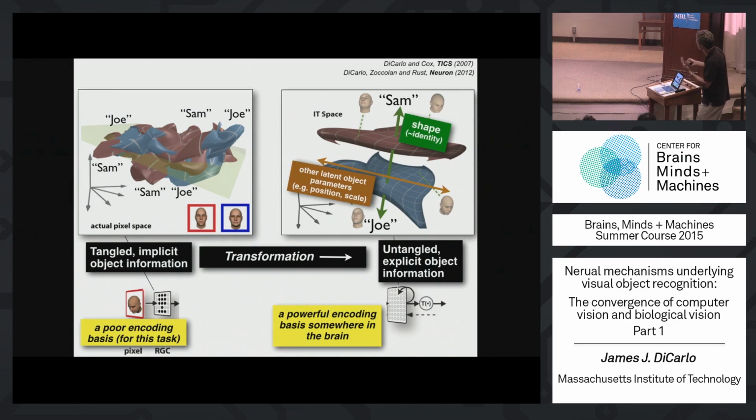So what you have then is a poor encoding basis, the pixel space, and somewhere in the brain is a powerful encoding basis, a good set of features. And as I already said, this must be a nonlinear transformation, because linear transformations are just rotations of that original space.